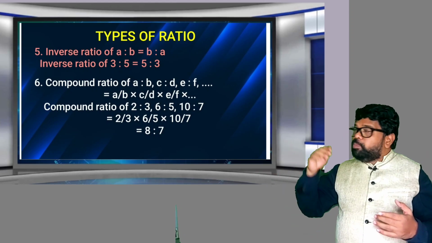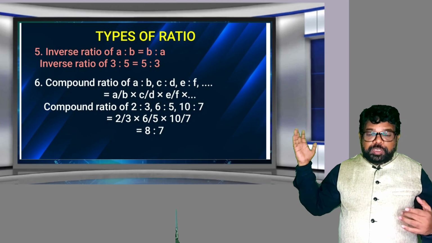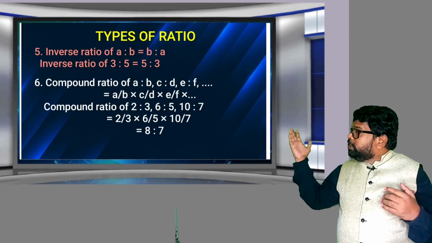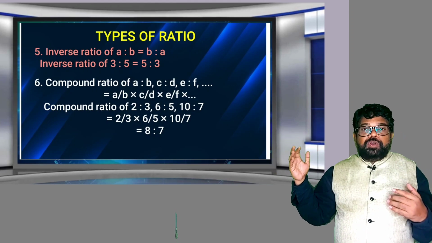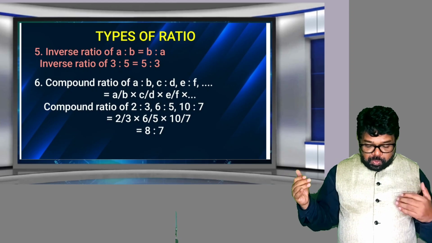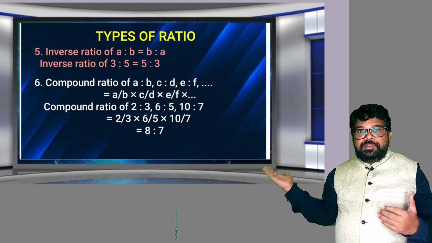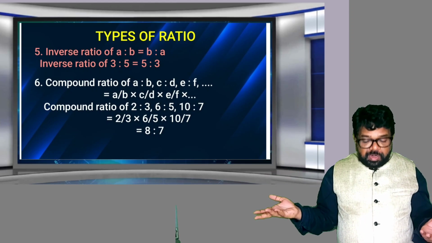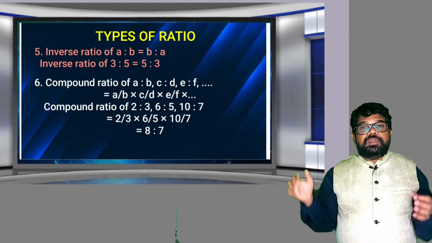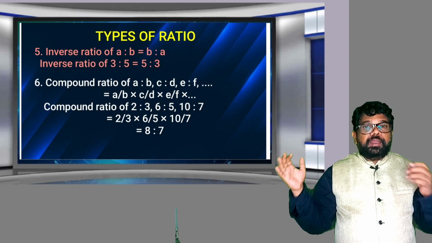By observing the example here, what is the compound ratio of 2 is to 3, 6 is to 5, 10 is to 7? How can you calculate? 2 by 3 into 6 by 5 into 10 by 7. By cancellation, what do you get finally? 8 is to 7. That is the compound ratio of the given ratios.